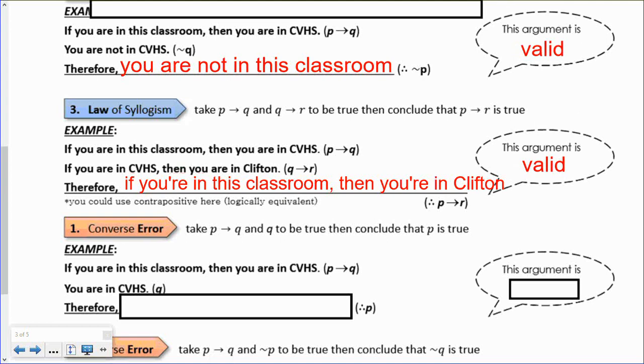And I have this little note here with the asterisk. I know it's really small. But you could also use the contrapositive here. Because isn't the contrapositive logically equivalent to the conditional, like we were practicing so much last time? So instead of writing, if you're in this classroom, then you're in Clifton as a conclusion, what's another conclusion I could write that would be valid? Mm-hmm. If you're not in this classroom, then you're not in Clifton. That was the inverse.